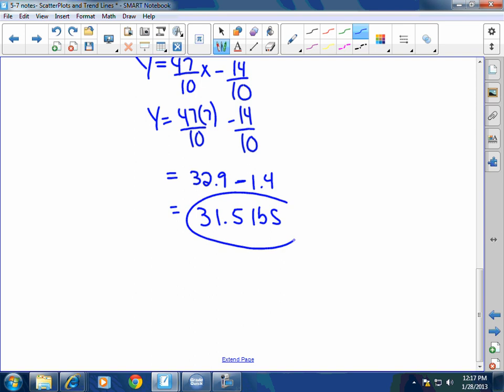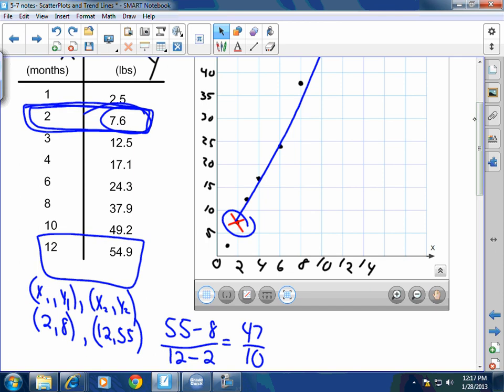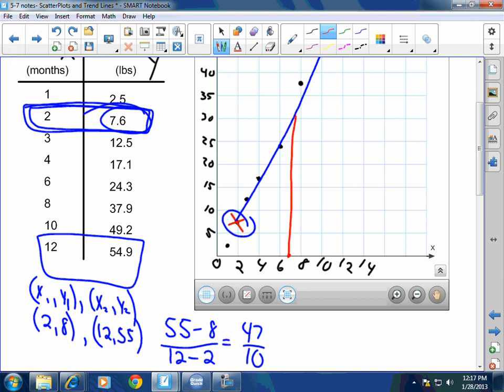Now, let's see if this is reasonable. Let's go back to my graph. The 7 is about here, right, guys? Let's see where this hits it. Right here. Is that about 31.5, roughly? See how awesome that is? That's how you do this.